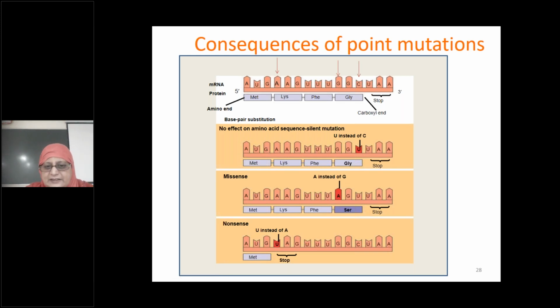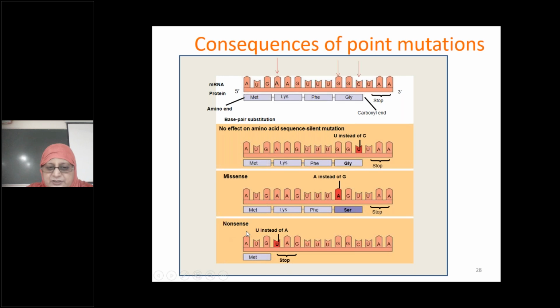Now if you go to the second one, here the same phenylalanine and glycine, the first base G, if it's changed to A, this AGU codes for serine. Now this is another amino acid that has come instead of glycine. So again, as I told you, a missense mutation may be acceptable, partially acceptable, or unacceptable, depending on the function of a protein.